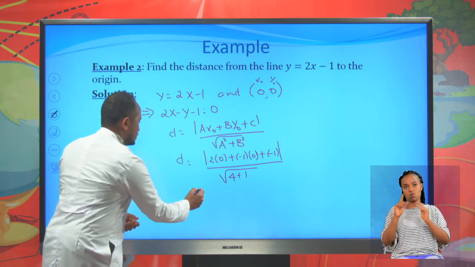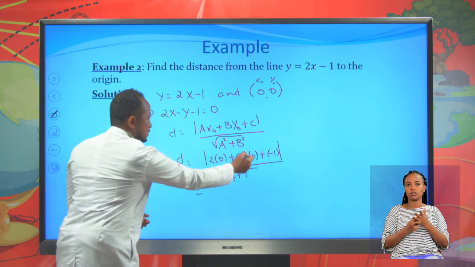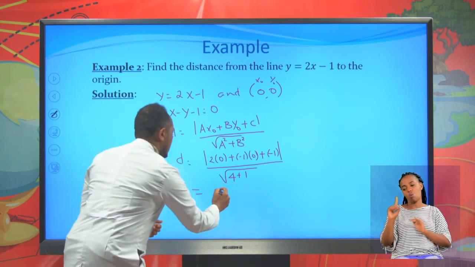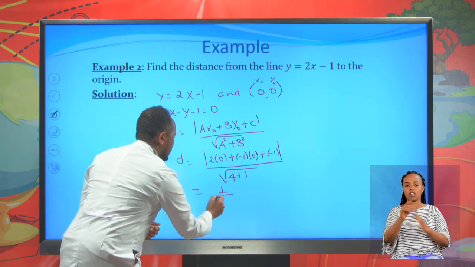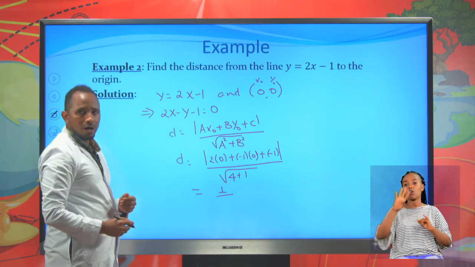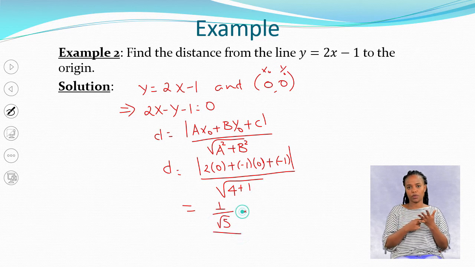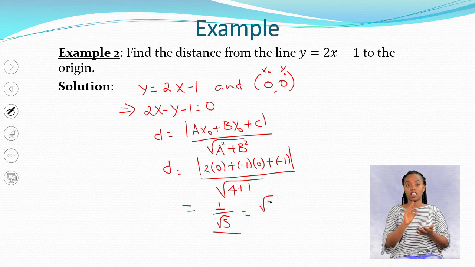So this is equal to, with 0, 0, you have minus 1, absolute value of minus 1 is 1. So you have 1 over the square root of 4 plus 1, which is the square root of 5. So rationalizing this, you have the square root of 5 over 5.